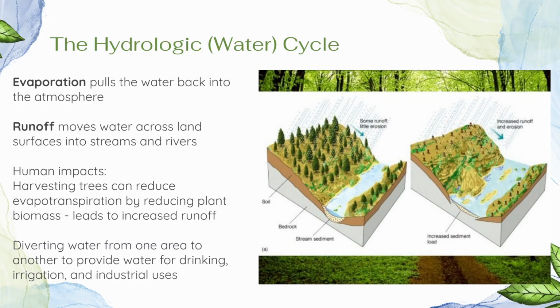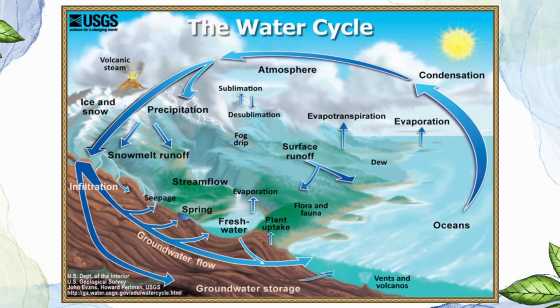Human impacts include harvesting trees, which reduces plant biomass and therefore evapotranspiration, leading to increased runoff. Humans also divert water from one area to another for drinking, irrigation, and industrial uses. Here's a completed diagram of the water cycle. This should be familiar to you from your previous classes.